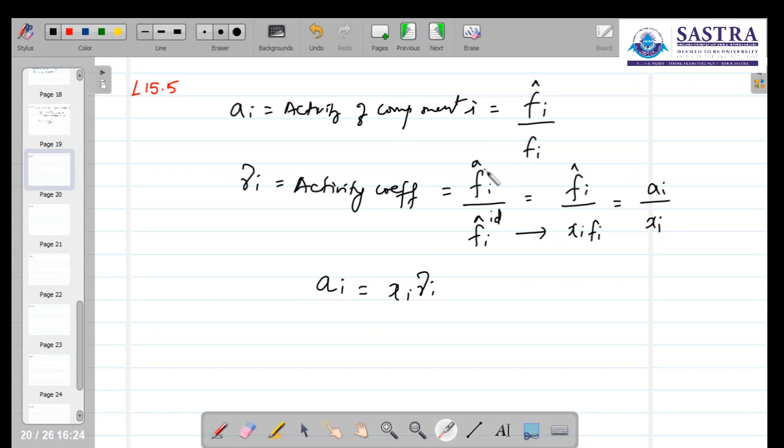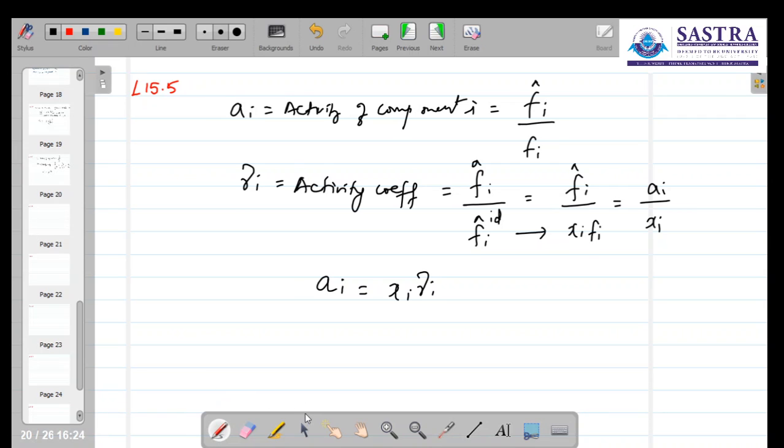So this is comparing solution to that of a solution if it was ideal. This is comparing the behavior in a solution to that of a pure component behavior. So this is between a solution and a pure component, whereas this is between a solution and an ideal solution. So the scale of comparison is different in these two terms. So we are now using this activity. So this is how activity is defined for a component.